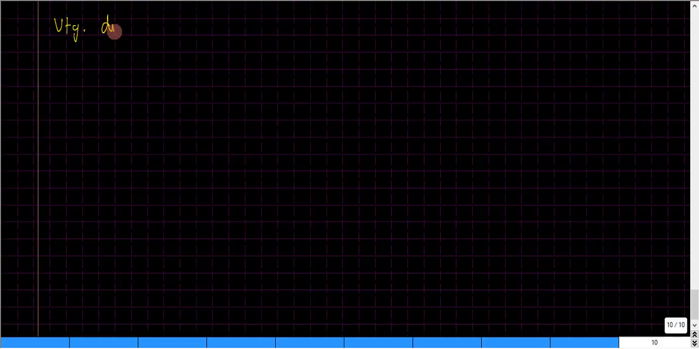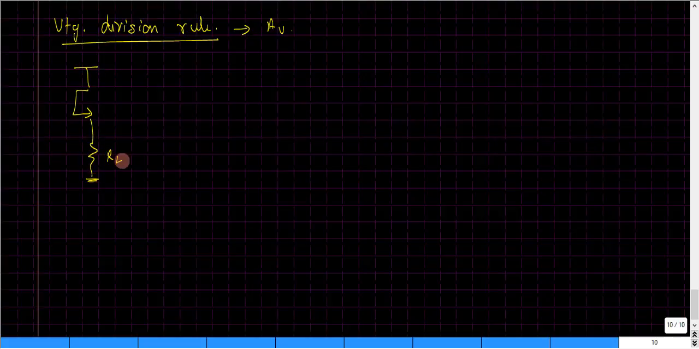So I think we already know from the network theory what is meant by the voltage division rule. So we are going to use this voltage division rule in order to compute the gain expression. So let us try to bring back the common drain amplifier with the resistive load RL.